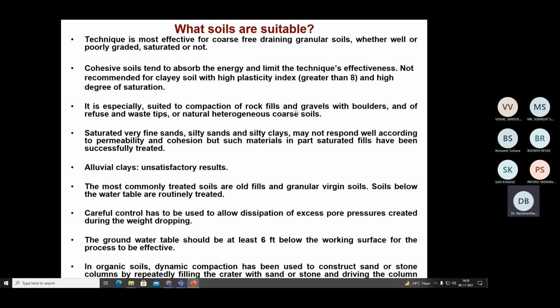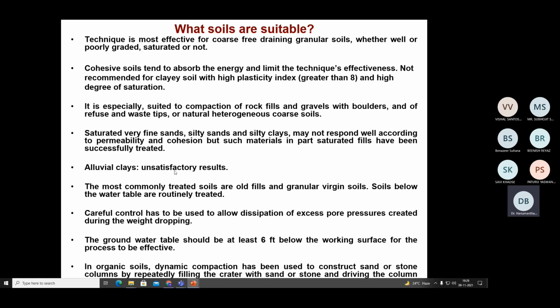As I told, these rock fills and gravels perfectly show the properties of free draining, with boulders, and refuse and waste tips are natural heterogeneous coarse materials. All are granular soils. Saturated very fine sands, silty sands and silty clays may not respond well according to permeability and cohesion, but such materials in part saturated fields have been successfully treated. But this is sporadic, meaning very rare. So you cannot say that every kind of fine sand, silty sand or silty clay can be treated using dynamic compaction. May not be. So you need to be a little cautious.